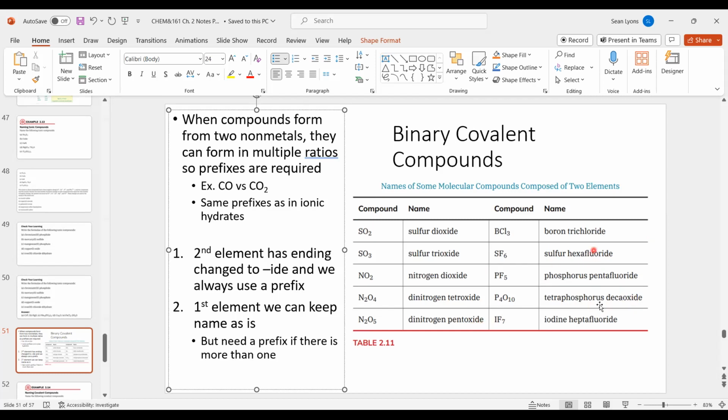Do we have any example of that here? But again, with these prefixes, you don't have to memorize them. We just have to know how to use them. So that's going to be always with the second element in a covalent compound, and then only with the first one if we have more than one.